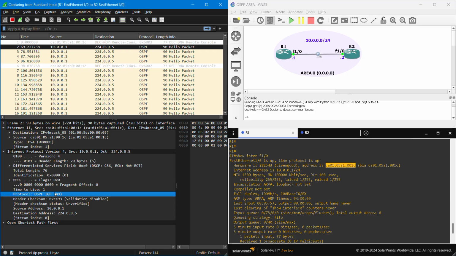As we have learned, RIP used to get encapsulated into UDP, and then UDP used to get encapsulated into IP. Here OSPF is directly encapsulated in IP. In RIP, since it was encapsulated in UDP, the source port and the destination port used to have the port number 520.